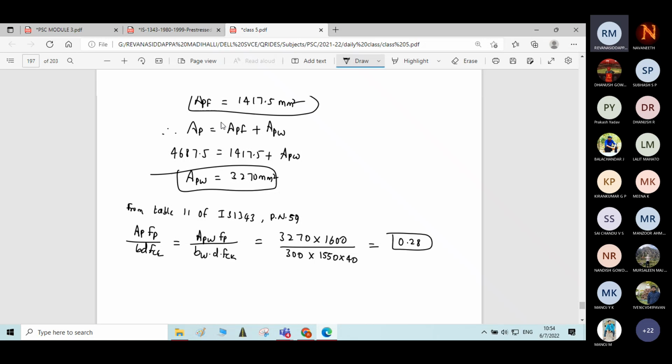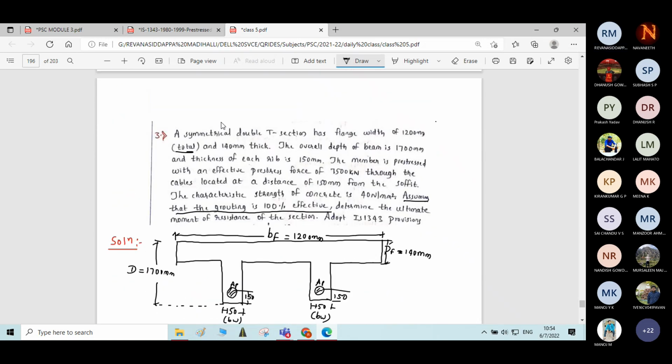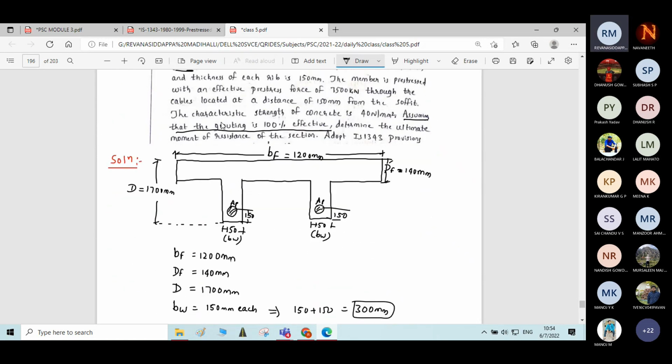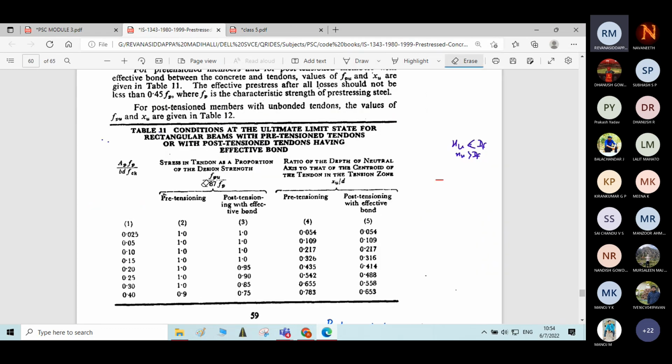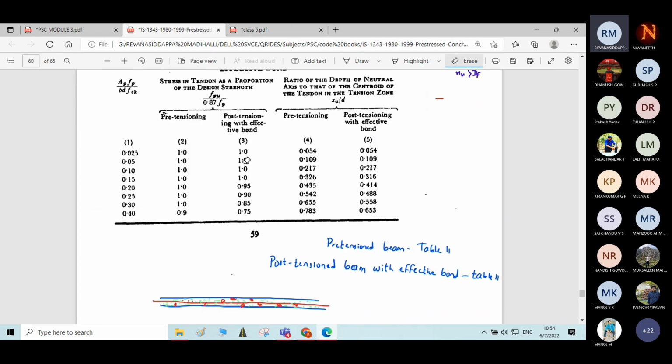Now corresponding to the value of 0.28 and referring, just look into it, it is a post-tensioned beam. Where will we do the grouting? Post-tensioned beams only will be grouted. Is it mentioned clearly or not? Just check it. So when he says grouting is done, obviously it is understood that it is a post-tensioned beam only. It means we have to refer to this column, for calculation of FPU by 0.87 FP and for calculation of XU by D. Means for the post-tensioned case we need to refer.